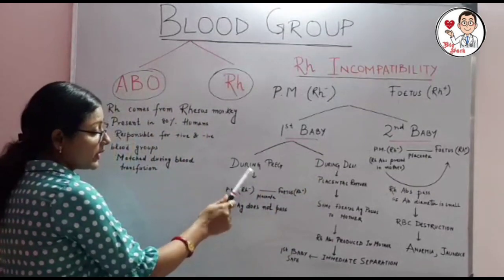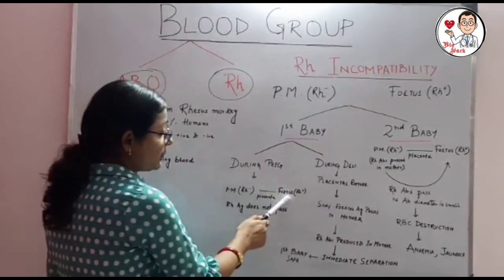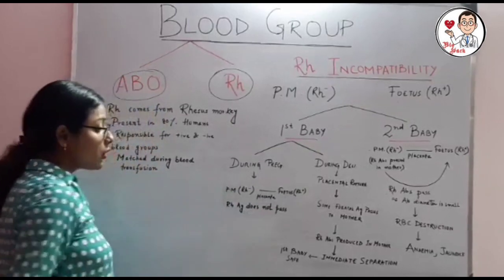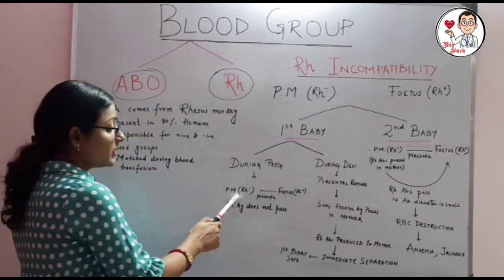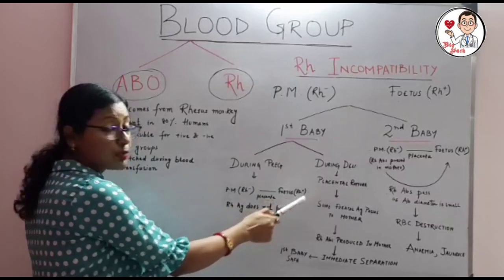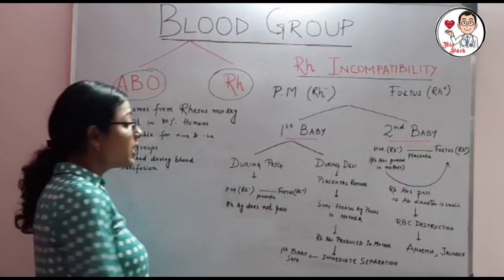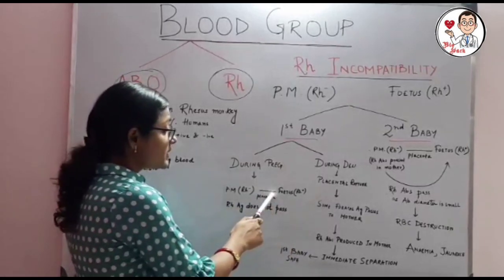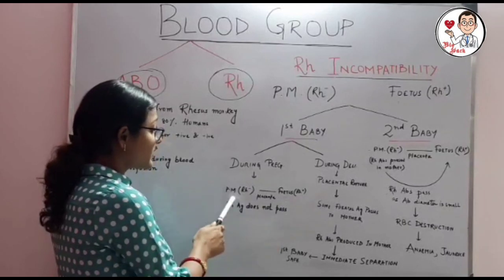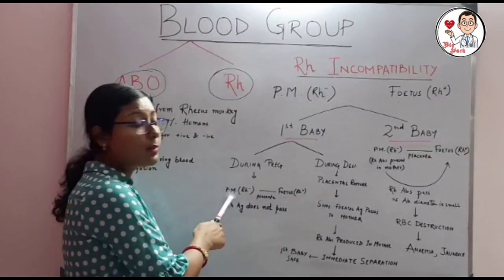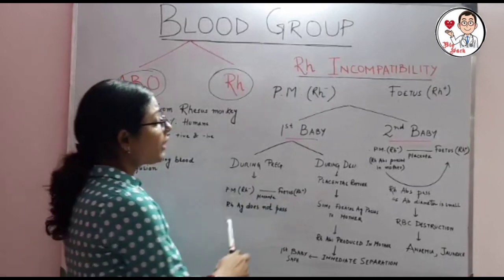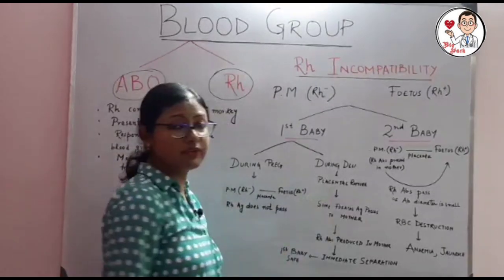First of all, during pregnancy, the mother and the fetus is separated by the placenta. So, what happens? The mother does not carry the Rh antigen, Rh negative, fetus is Rh positive, carries the Rh antigen, but because it is separated by placenta, the Rh antigen from the fetus does not pass into the mother. Rh antigen does not pass.